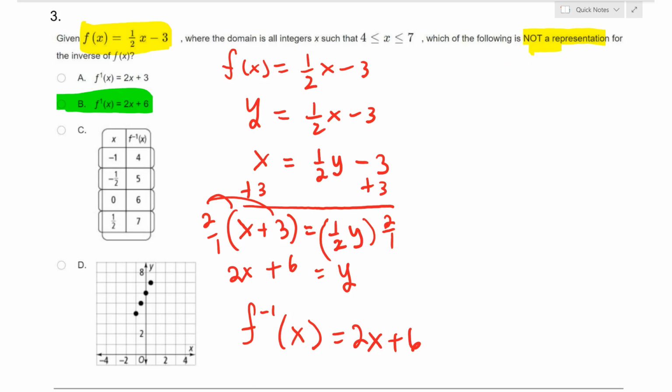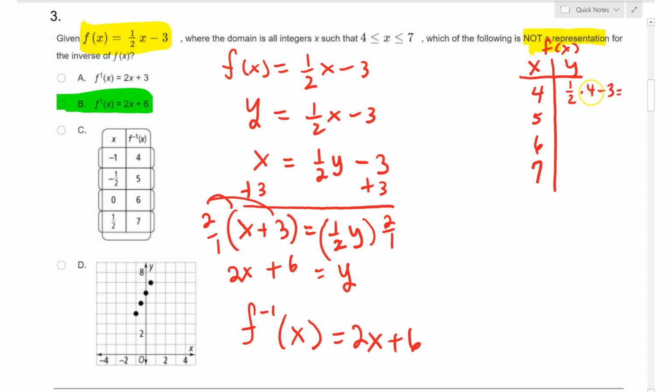I have to make a table. And we knew that for f of x, the domain was between 4 and 7. So if x is 4, and I'm going to input this into the original equation, we have 1/2 times 4 minus 3, which gives you 1/2 of 4 is 2. 2 minus 3 is -1. So we have 4, -1, so the inverse should be -1, 4.